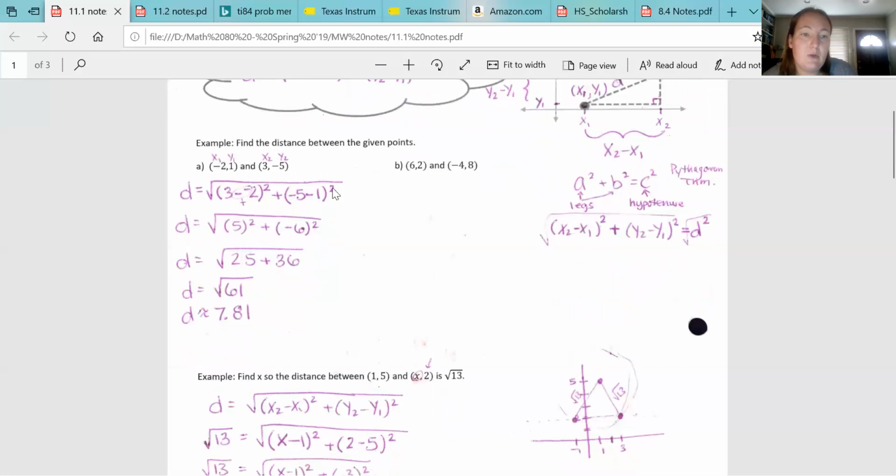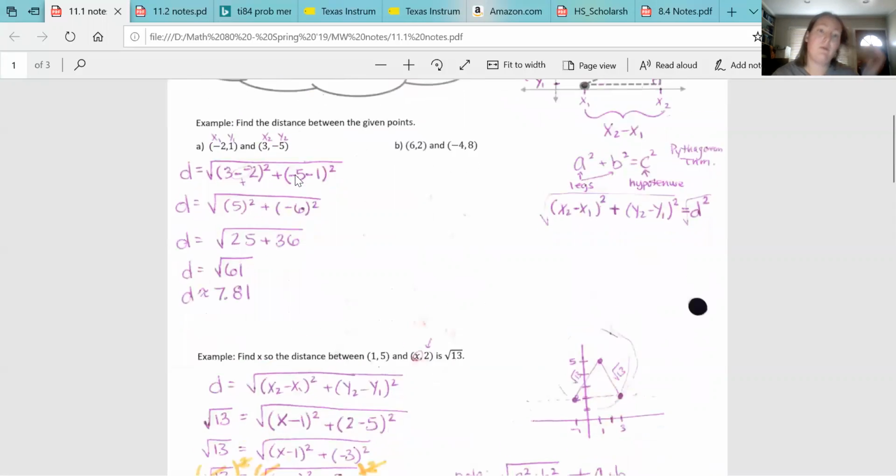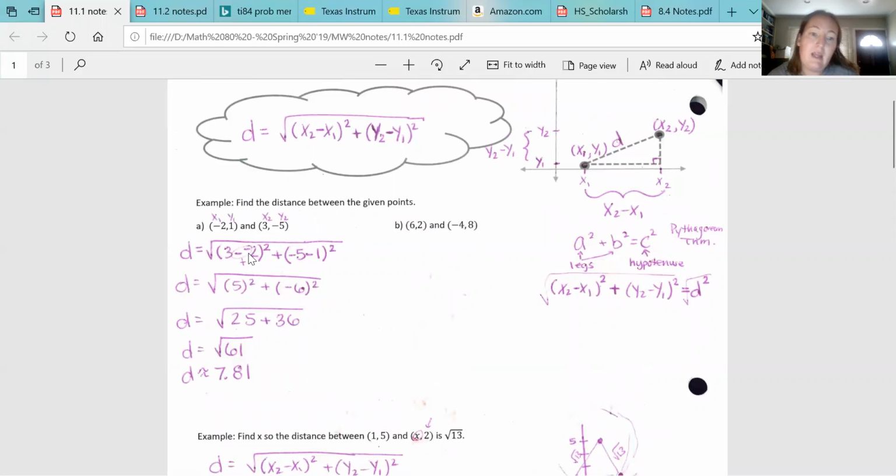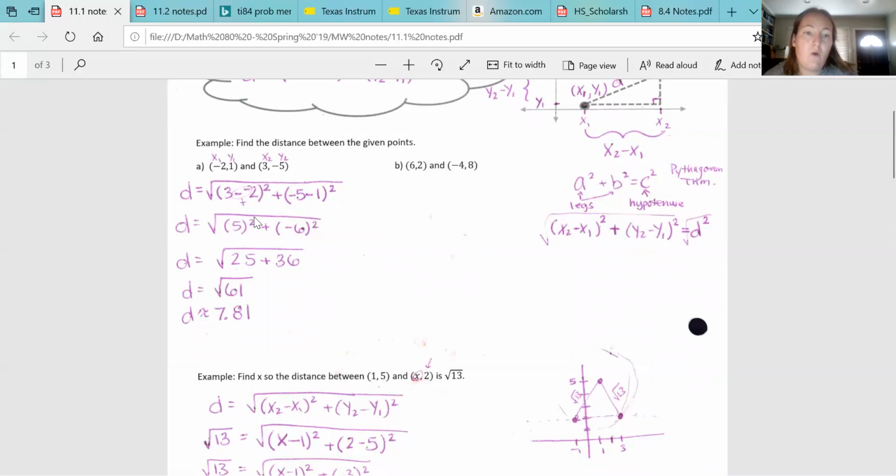So I have an example worked out here. Just a reminder, like when you were doing slope, when you have a subtraction as part of the equation, if you have a negative, you end up having a double negative, and therefore instead of subtracting a negative, you can say you're adding. Following order of operations, we'll do what's in the parentheses first, and then we'll do our exponents, and then our addition. So the distance is the square root of 61.